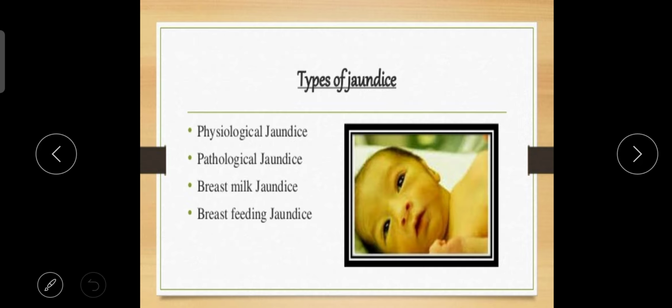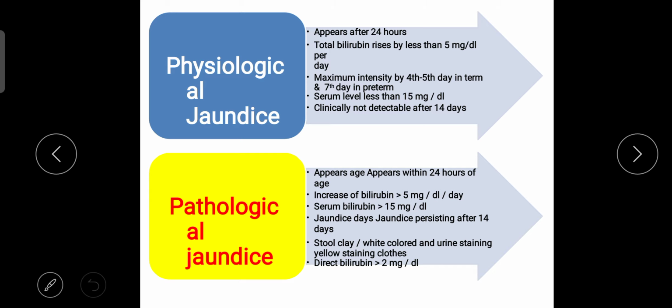Now I am going to discuss the types of jaundice. There are four types. One is physiological jaundice, one is pathological jaundice, one is breast milk jaundice, and one is breastfeeding jaundice. Now I will explain one by one. The first one is physiological jaundice. It appears after 24 hours and the total bilirubin rises by less than 5 mg per dl per day, and the maximum intensity is by the fourth and fifth day in term babies and the seventh day in preterm. The serum level is less than 15 mg per dl and it is clinically not detectable after 14 days.